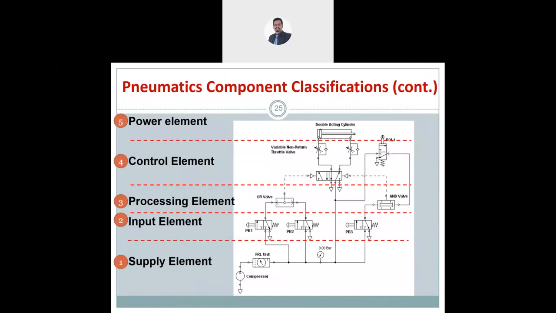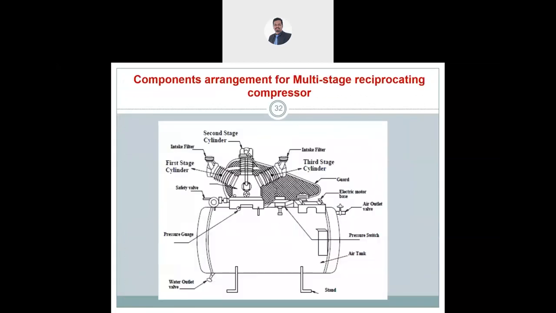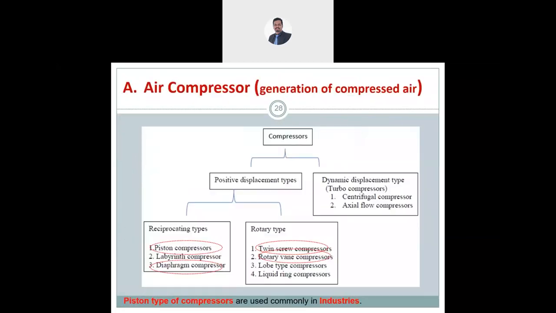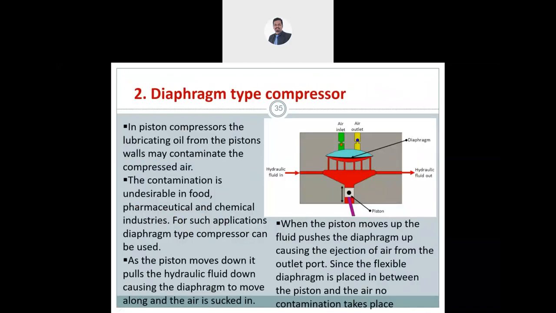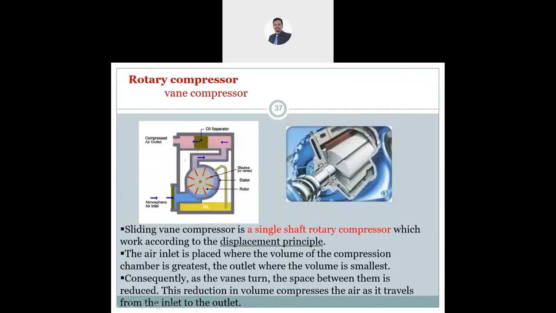Sir, can I ask one question? Yes. How does the rotary compressor work again? Sorry, I can't hear you. How does the rotary compressor work? Okay, so you have two types. So this is the compressor. You have positive displacement, with a linear type and also a rotary type. Rotary compressors have a screw type and also a vane type.